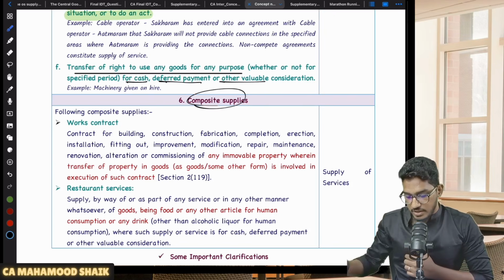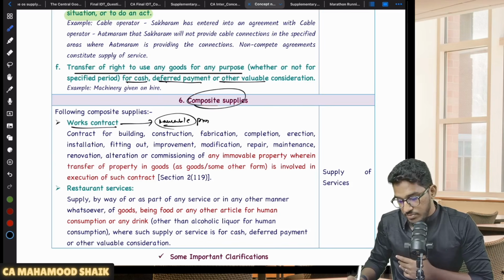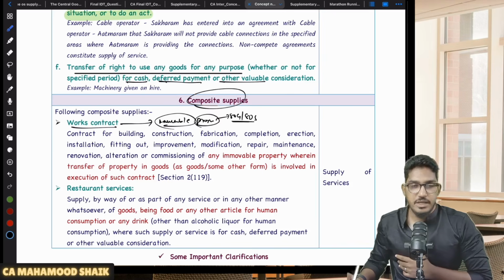First one is works contract. Sir, what is works contract? Works contract means it is an activity in relation to an immovable property, where supply of goods will also be there, supply of services also will be there.